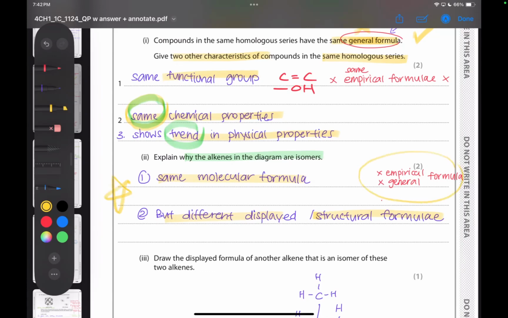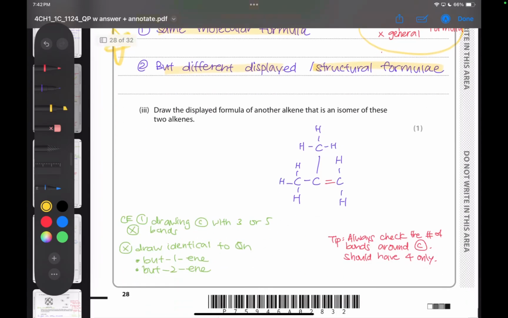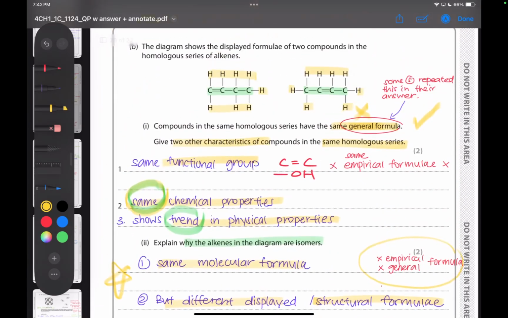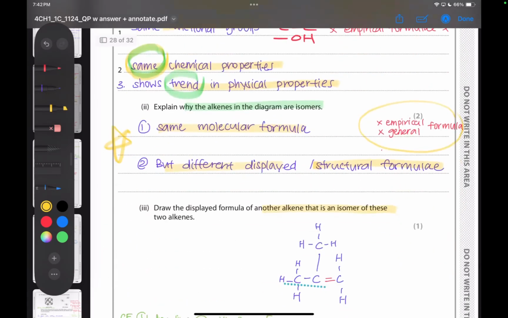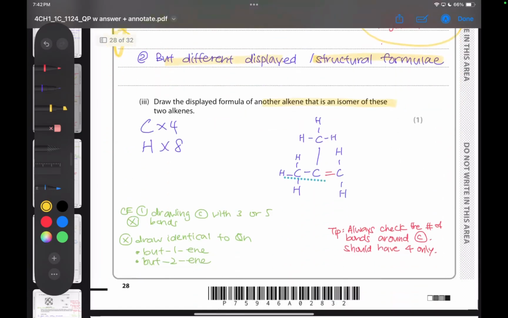Things that you should not be writing, or the common errors students make here, would be those in red crosses. With isomers, they always need you to draw another isomer. So you are looking at 4 C's and 8 H's. The best way to do it is you draw 3 C's in a row with an extended methyl group, a CH3 from the middle C. So you would want to take note of things like that.